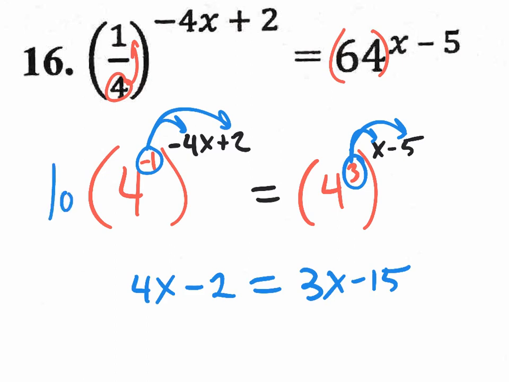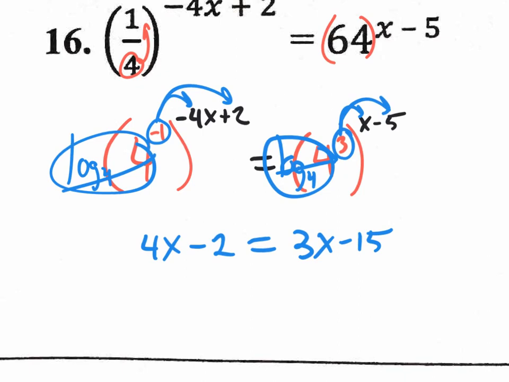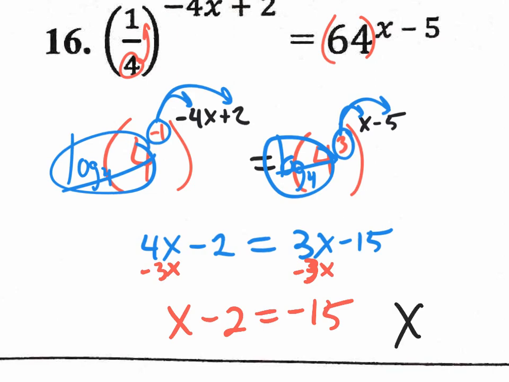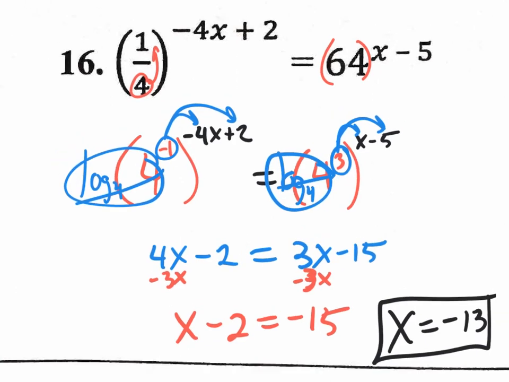Why? Because when I apply a log base 4, that will eliminate. When I apply a log base 4, that one will eliminate. So you end up with that simple blue algebra 1 equation right there. Let's solve it. We're going to subtract 3x on both sides. We end up with 1x minus 2 equals negative 15, which means that our final answer is going to be, after adding 2 to both sides, x equals negative 13. There's our answer for number 16.